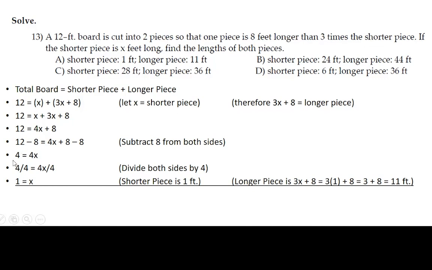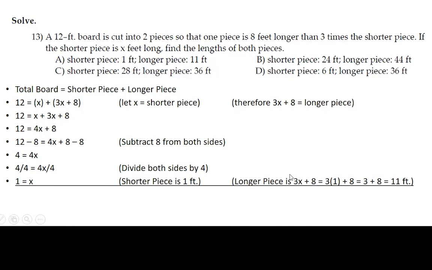12 minus 8 equals 4. So we have 4 equals 4x. Finally, divide both sides by 4, giving us x equals positive 1. That means the shorter piece is 1 foot. And by process of elimination, that only leaves you one answer. But how do we find that the longer piece is actually 11 feet?